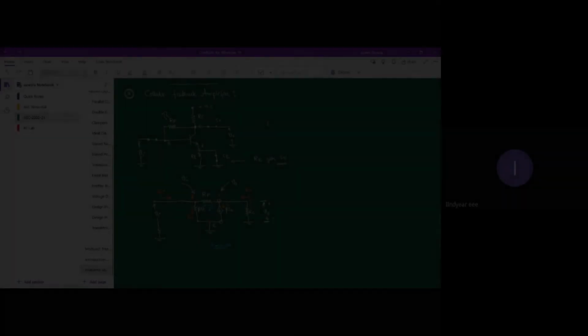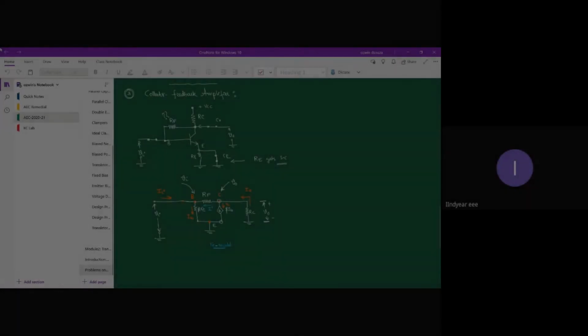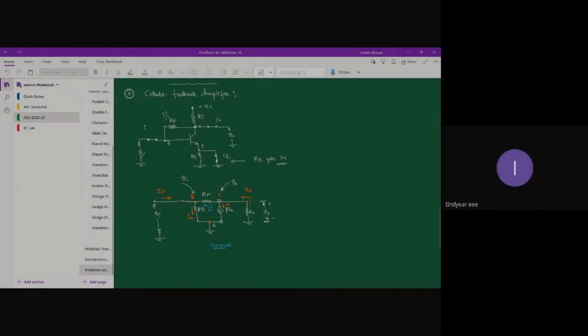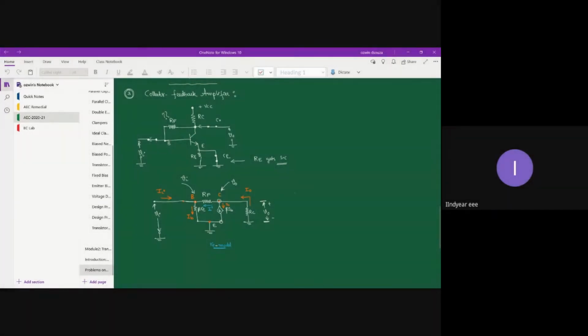Collector feedback amplifier, right? So this is the circuit of the collector feedback amplifier. On the input side as well as on the output side, you have two capacitors, Ci and C naught. Since we are going for AC analysis, we short circuited Ci as well as the output coupling capacitor C naught, because for an AC signal, a capacitor behaves like a short circuit equivalent.